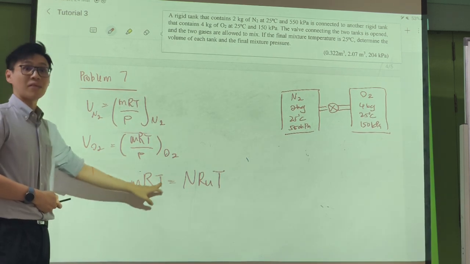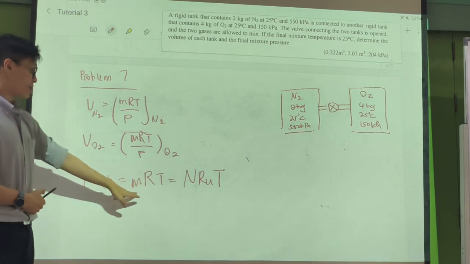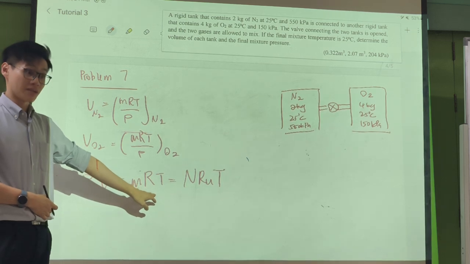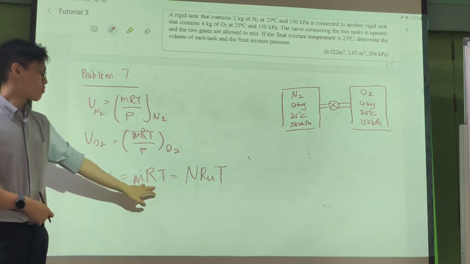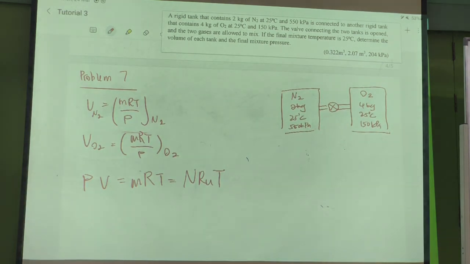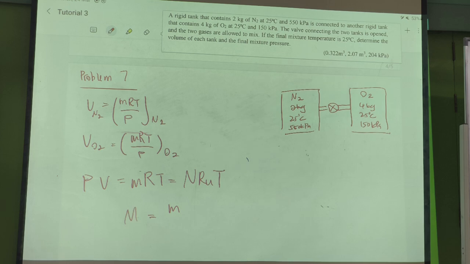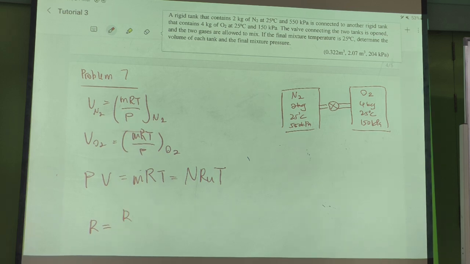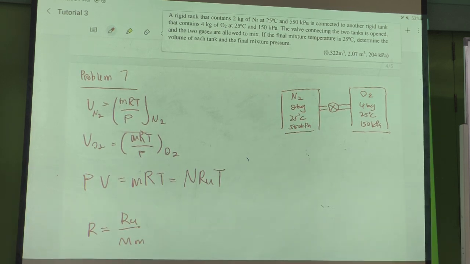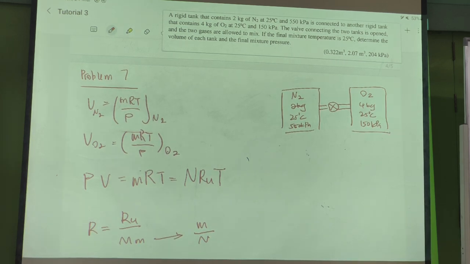The only issue now that we have is R. So you have two ways to do this. One, you need to find the molar mass for the mixture first. But that one is a bit troublesome. Actually, it's the same thing. Why? Because to find the molar mass of the mixture, you need to find, so we know R is Ru over molar mass. Which means you need to find this, which is m over n, total.